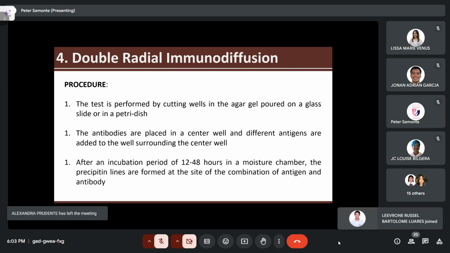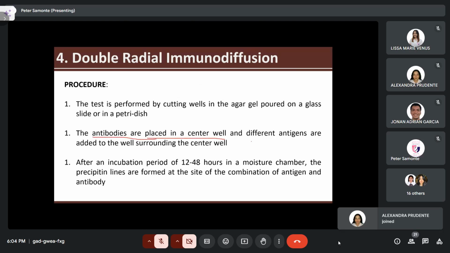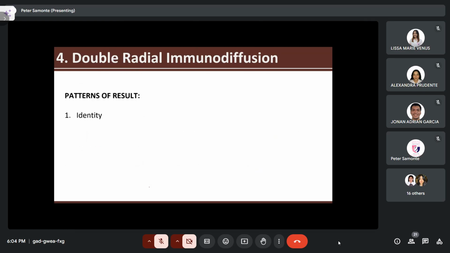Ito yung procedure niya, class. So you're going to perform this by cutting wells in the agar gel poured on a glass slide or in a Petri dish. The antibodies are placed in a center well. Take note, antibodies are placed in a center well and different antigens are added to the wells surrounding the center well. After an incubation period of 12 to 48 hours in a moisture chamber, the precipitin lines are formed at the site of the combination of antigen and antibody.